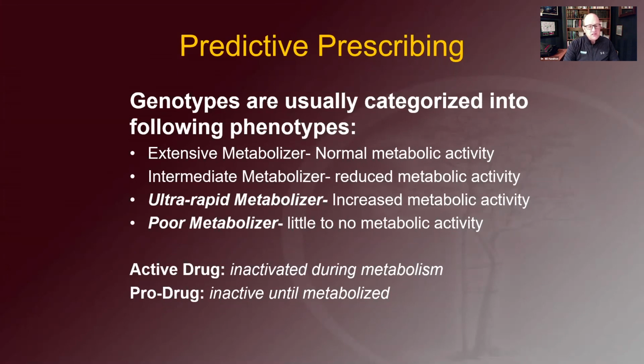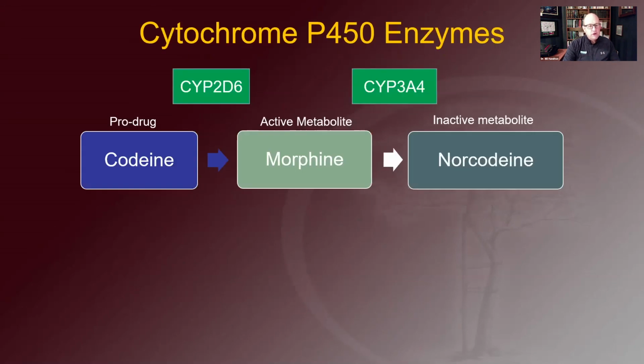It's important that you understand the difference between an active drug, which is one where you give the drug and the actual chemical that you're taking is the active medication, versus what's called a prodrug, where what you ingest is the inactive drug, and it only becomes active once it's metabolized. Here's one very popular example of this. Codeine is a prodrug. So when you take codeine, it actually has no effectiveness. There's no codeine receptor until it is changed into morphine by the CYP2D6 enzyme.